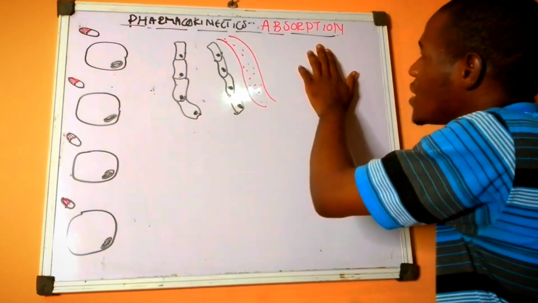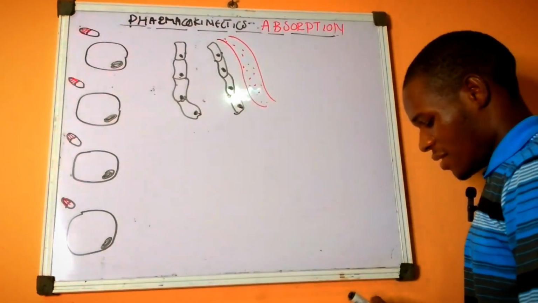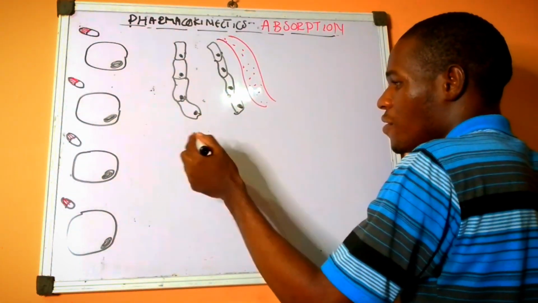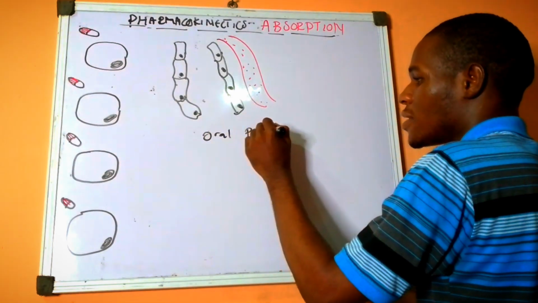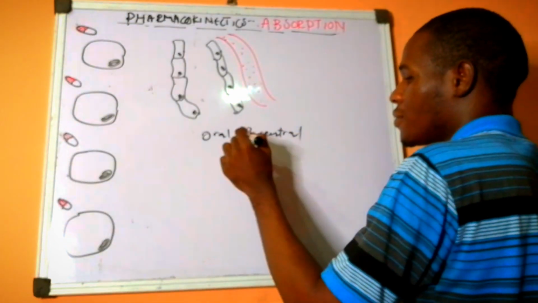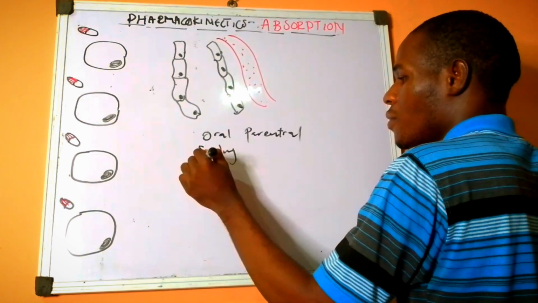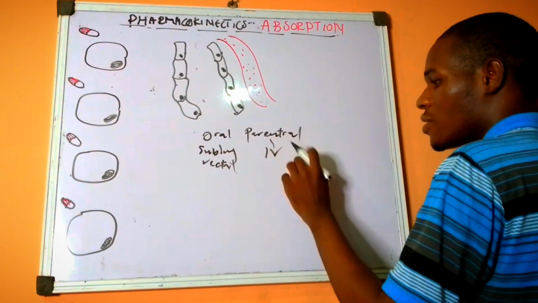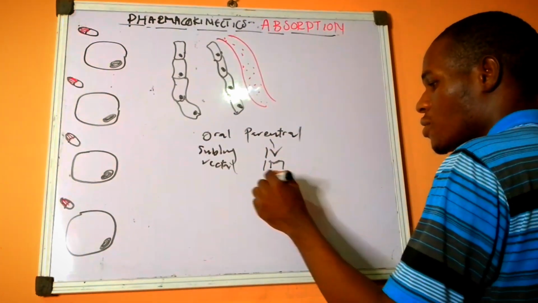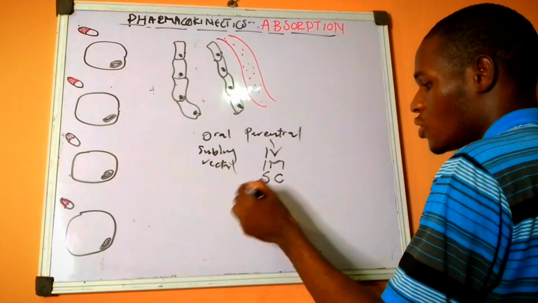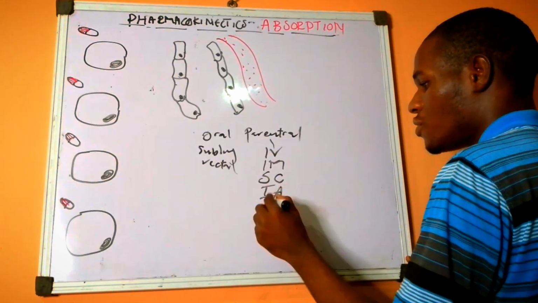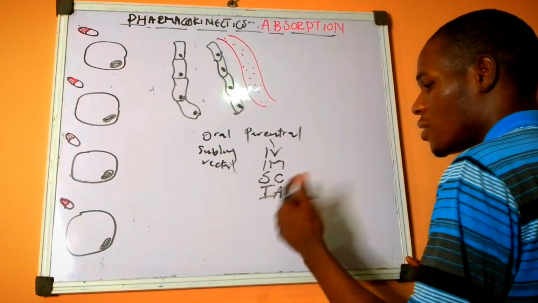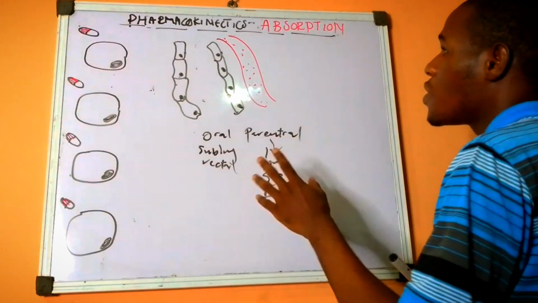Now, we know that absorption is the administration of a drug. The drug can be administered by various routes. We have oral, parenteral, sublingual, rectal, and so on and so forth. And for the parenteral route, we have the intravenous into the vein, intramuscular into the muscle, subcutaneous into the subcutaneous tissue, intra-arterial into the artery. What other one again? Epidural into the dura mater of the spinal cord, and so on and so forth.